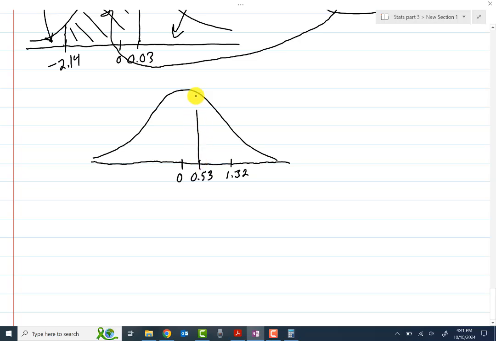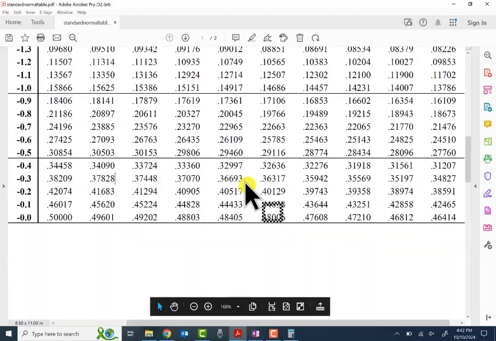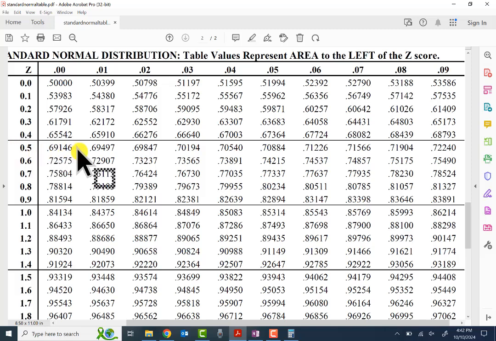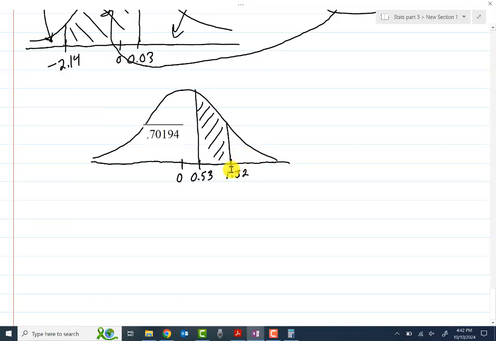Here, let's have both of them on one side. So this time, how do I do this? Well, this I can actually look up directly from the table, but on the positive side this time. So this number in here is going to be more than 50%. I can tell that. So let me go to the table and look up 0.53. 0.70123. There it is. Now to get this little piece here, I can look up negative 1.32 in the table.